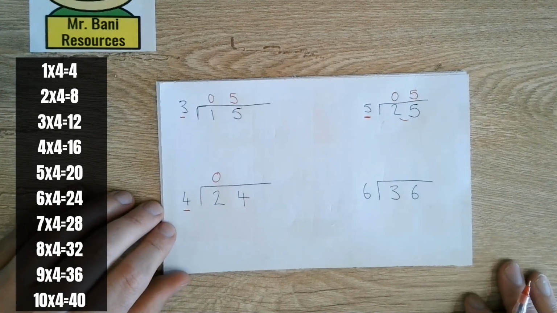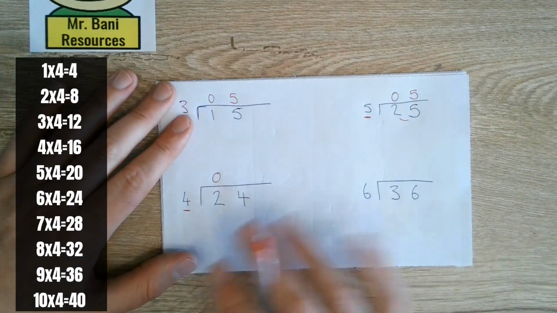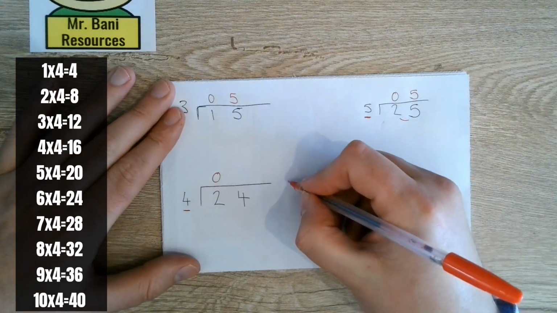Alright, so if you want my little hack, if you're struggling and you haven't got the multiplication grid, you don't need it. Look at this. Do your 4 times table and stop when you get to 24. So let's have a look.